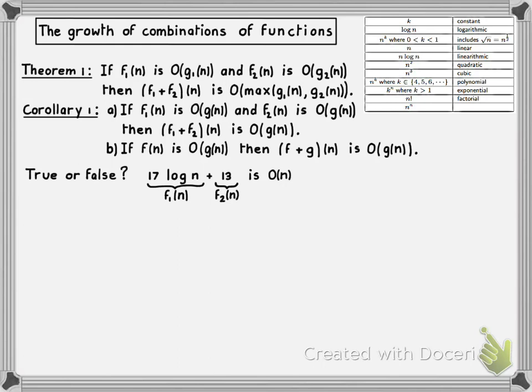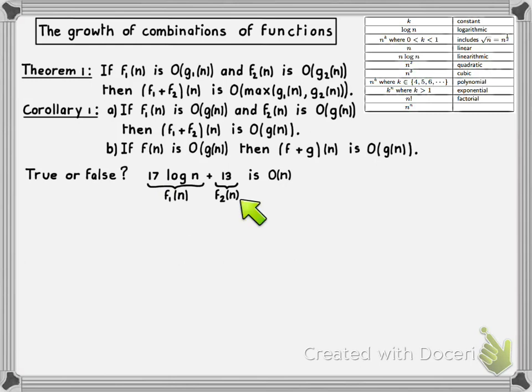So we're going to consider each one of these functions in turn. f1 of n is a constant times the logarithmic function. Since the logarithmic function is big O of log n, and we're multiplying by a constant, f1 of n is also big O of log n. That's the first partial result.